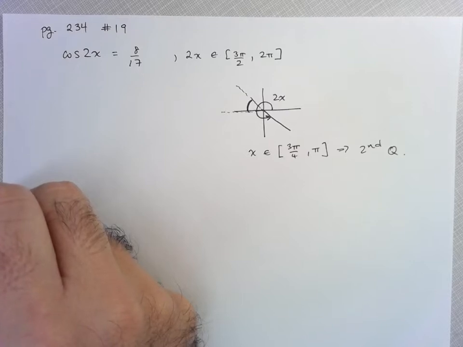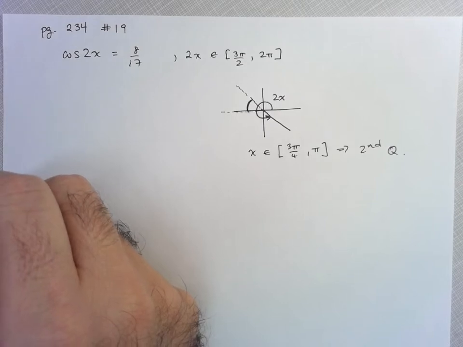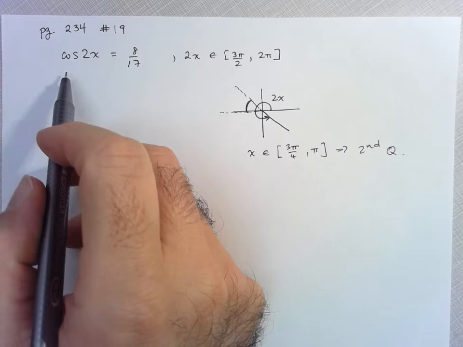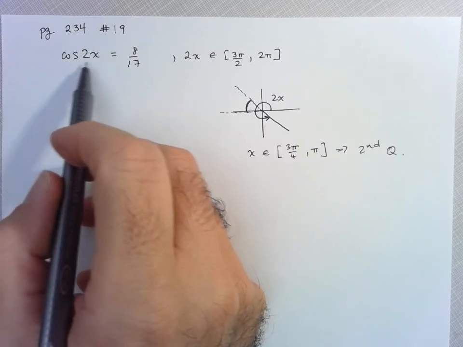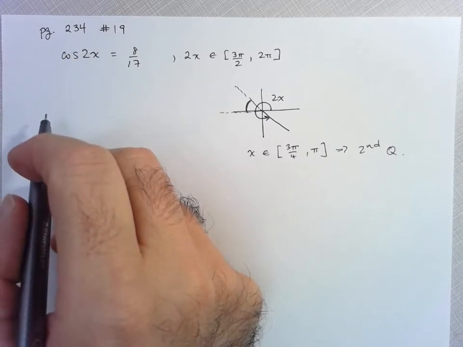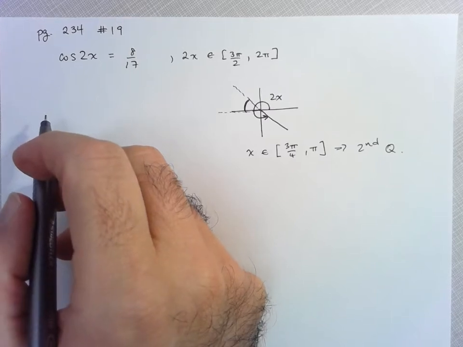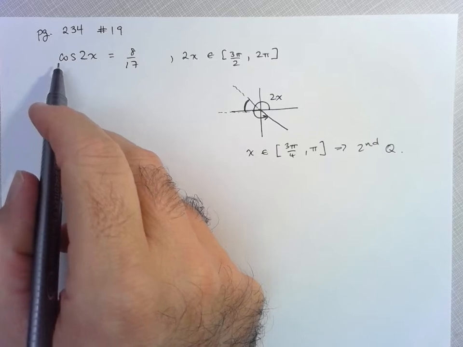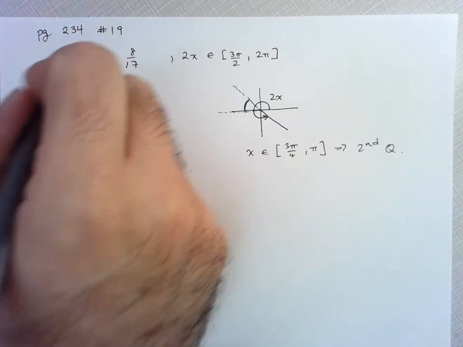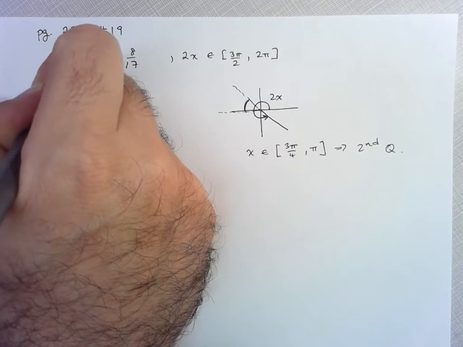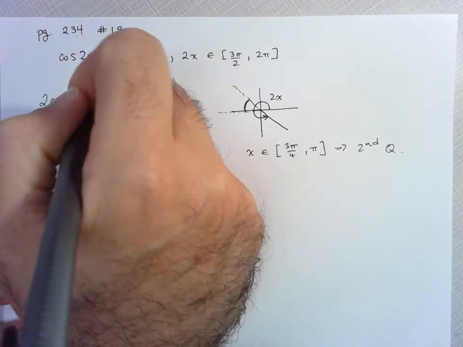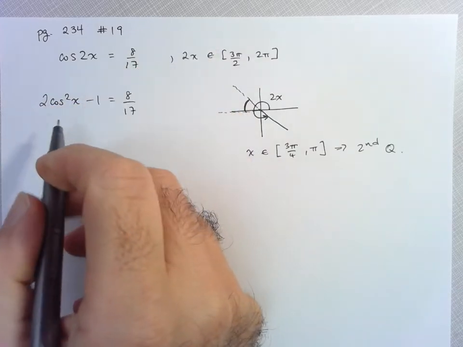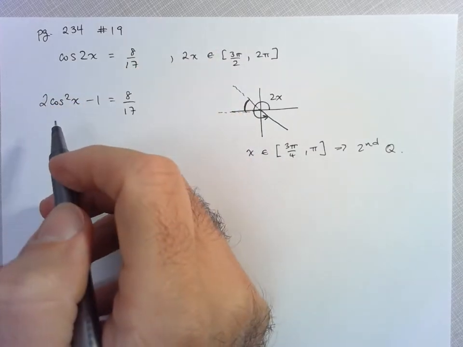It says determine an exact value for cos x. Okay, so I know cos 2x is equal to 8 over 17. I'm looking for cos x. Well, this is where I can use the fact that cos 2x has 3 possible equivalent expressions to replace it. So I'm just going to choose the one that has the cosine in it. So here cos 2x can be rewritten as 2 cos squared x minus 1, which is equal to 8 over 17. And so now I can just solve for cos x, which is the thing I'm looking for.